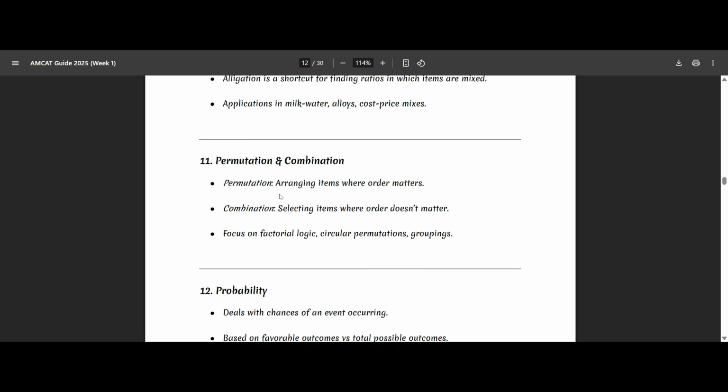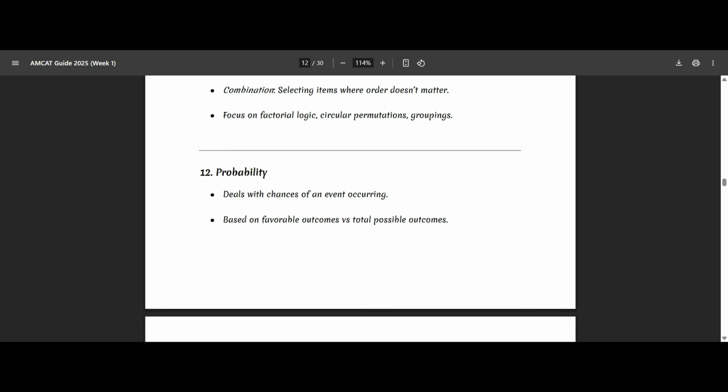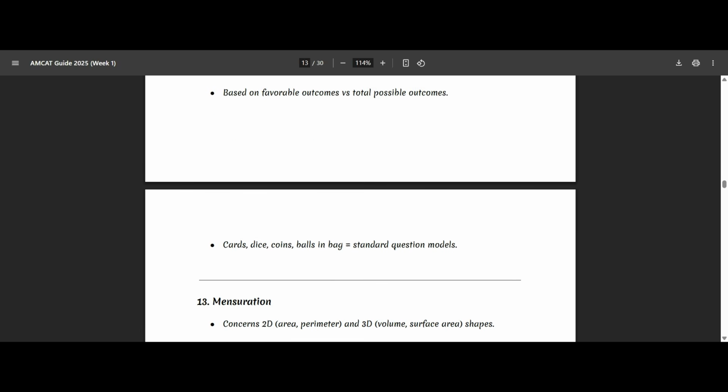Permutation and combination. Permutation means arranging items where orders matter. Combination, selecting items where order does not matter. Focus on factorial logic, circular permutations, groupings. Okay. Probability deals with chances of an event occurring based on favorable outcomes versus total possible outcomes.